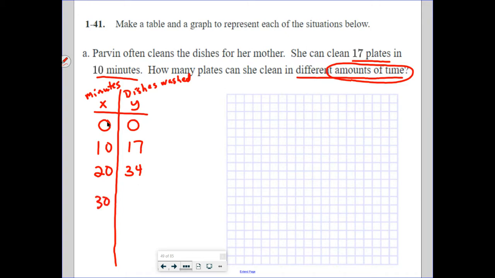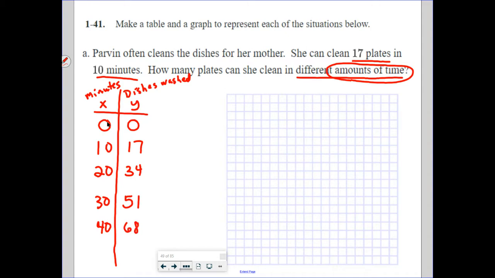Well, then what else? What about 30 minutes? Well, what would I do then? If I add another 10 minutes, wouldn't I add another 17 plates? So if you add another 17 plates to that, you get 51. And let's go for another one. How about 40 minutes? Well, you're catching the pattern here, right? It should be another 17 dishes. So that would be how much?